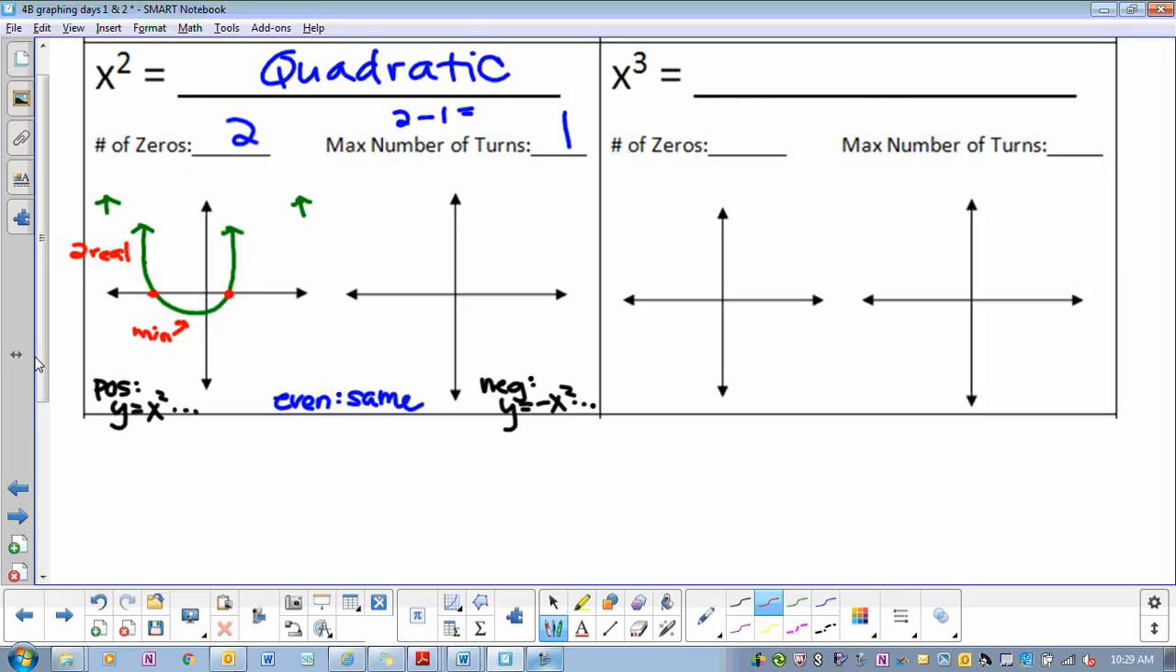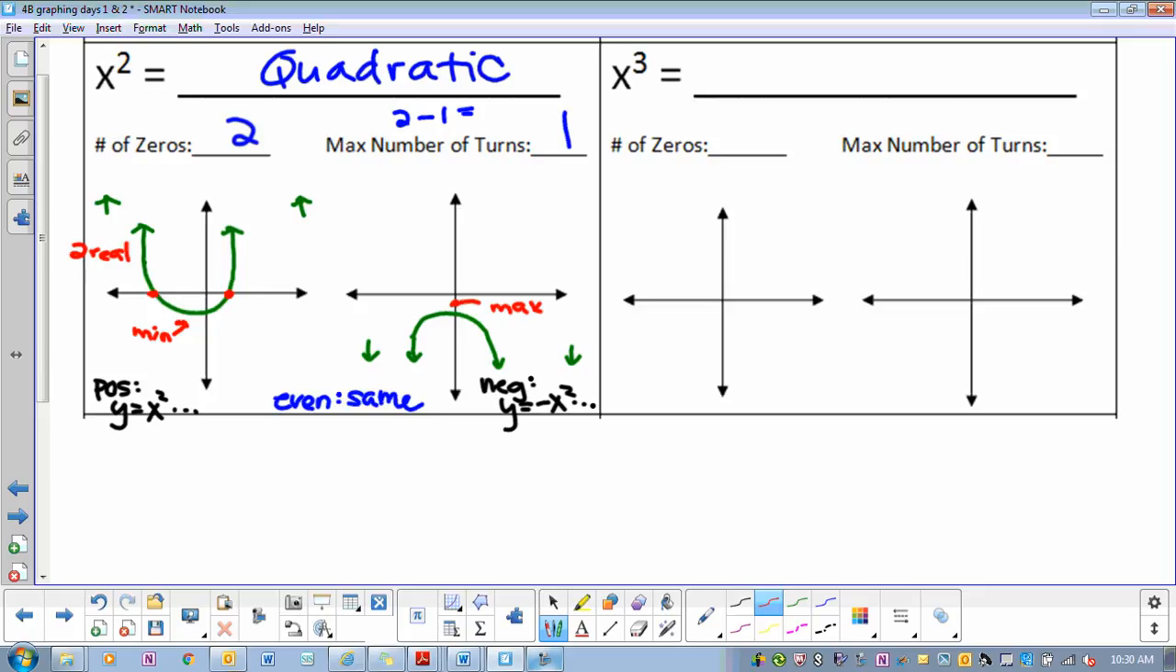So let's look at the negative. If I have a negative in front of that biggest exponent term, it means that my right one is going down. Yeah? Since they're even, it should be the same. So my left one is also going down, right? You have one turn. Well, this one's going down, say it looks like this, and that one's going down. Okay? That's my maximum. That's my turn, right?